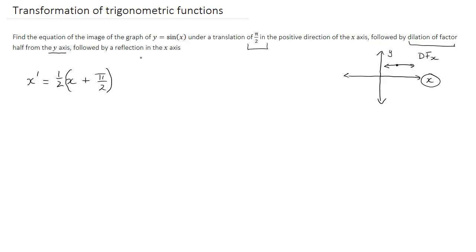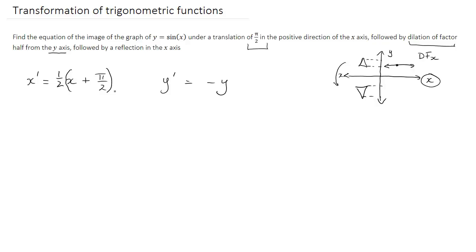And then it says followed by a reflection in the x-axis. So reflection in the x-axis means if I have my graph here and I reflect around the x-axis, I have essentially flipped it over like so. So it's actually a change in y values from up there to down here. So what has happened is that to get to the new y value, you had to take the old y value and place a negative in front of it.